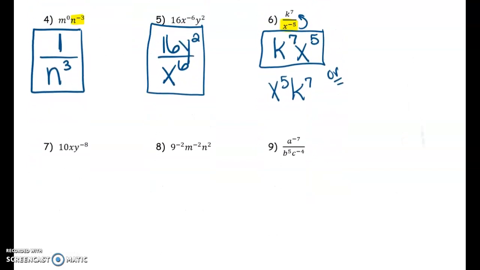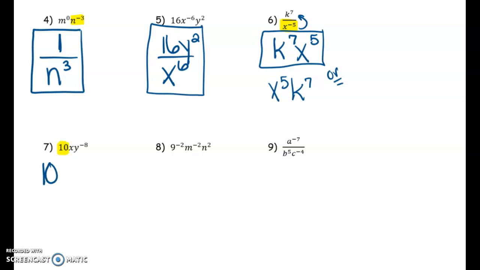And now we're on our last 3 examples here. Again, I'm just going to break it down part by part. So I'm going to start with the 10. The exponent on the 10 is a 1. Even though we don't see it, we know it's a 1. That's a positive exponent, so it's going to stay in the numerator.